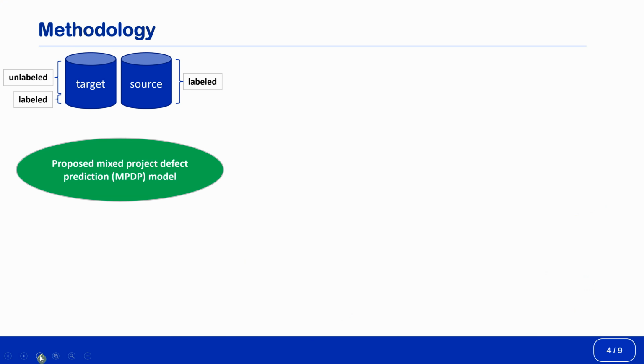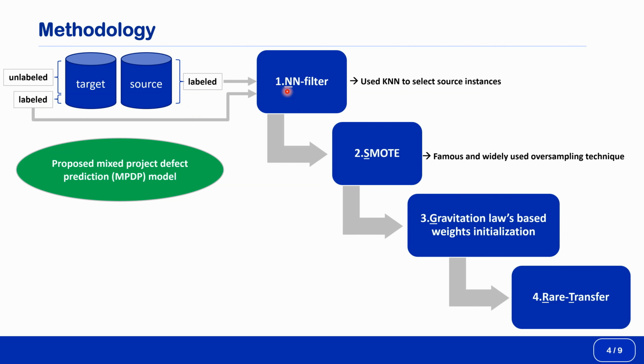Another model is mixed project defect prediction, in abbreviation MPDP, which is a subcategory of cross-project defect prediction. This kind of model is used when we have a very limited labeled target data and we can use that besides the source data. Our model consists of 4 steps.